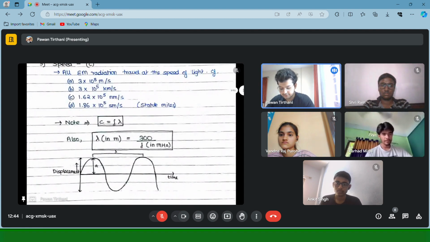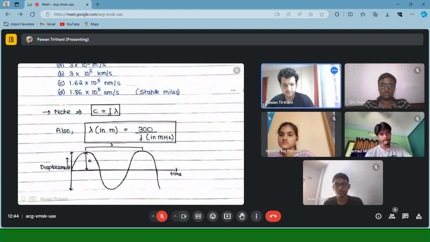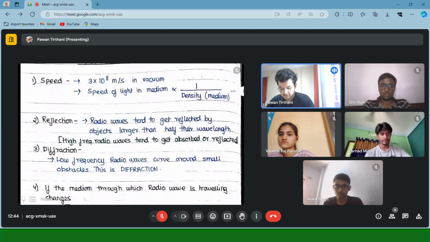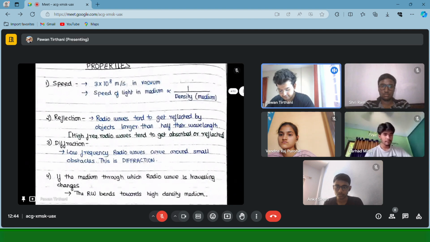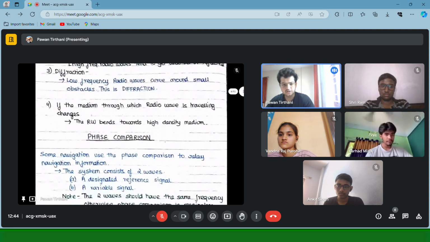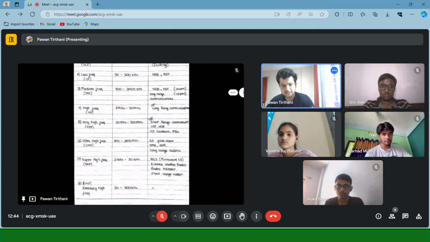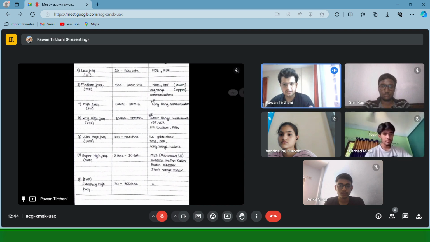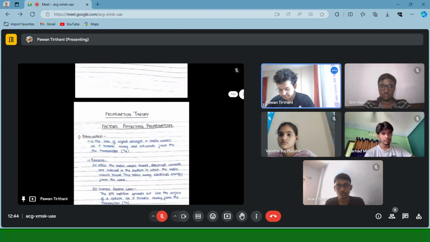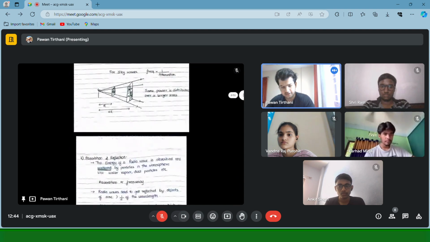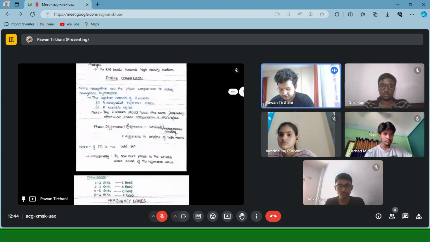And we have also discussed this formula, right? Apart from this, we have also discussed what is the speed of light, reflection, diffraction, and how total internal refraction takes place. Today I'm going to teach you what is phase difference and the different frequency bands. This is one thing I had purposefully left from the previous chapter. I wanted to teach you these things. Propagation theory, attenuation, and everything. Today I'm going to go through these two parts.